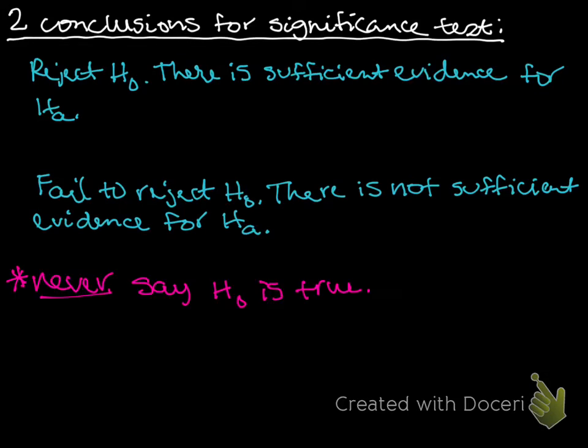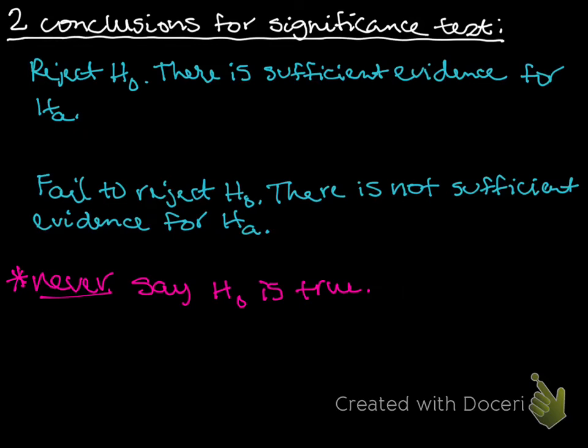We never say H sub O is true. We never, ever want to say H sub O is true, because we never know that. It's like when people go to court and there's a trial: you're innocent until proven guilty. You're not found innocent or guilty, you're found not guilty or guilty. We never want to say that the null is true. We never want to say you're innocent. We just say you're not guilty because we don't know the innocent part for sure. We don't know the null is true for sure.